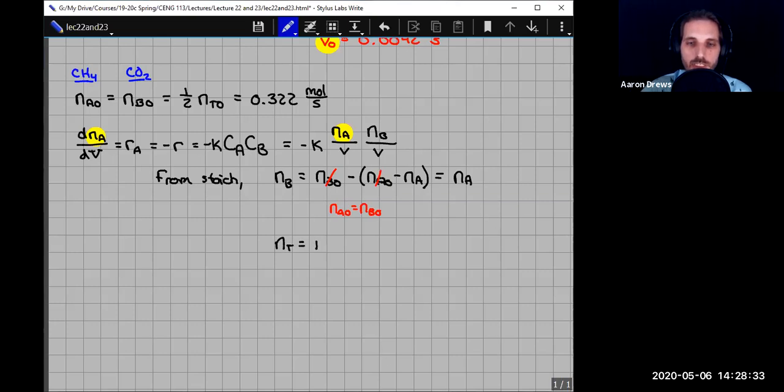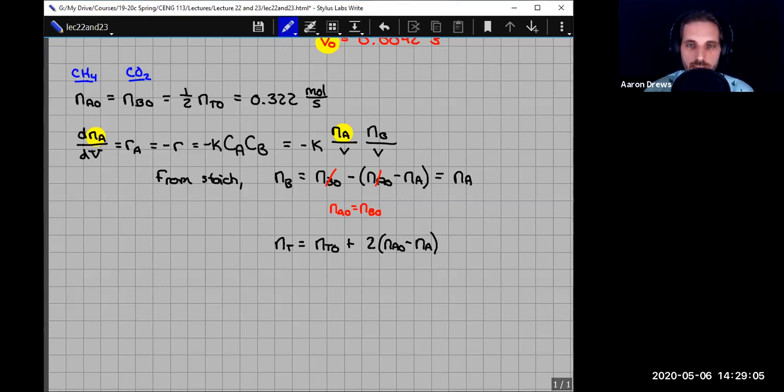N sub t will be equal to however much we started with, plus the overall change, right? Not just the change of A, but the overall change. And so that ends up being 2 times the moles of A that were reacted. So Na0 minus Na. If these don't look immediately obvious, use the stoich table and you'll be able to show that these are equivalent, or I shouldn't say they're equivalent. They're not really equivalent to anything. They just are. Stoichiometric ratios require this.